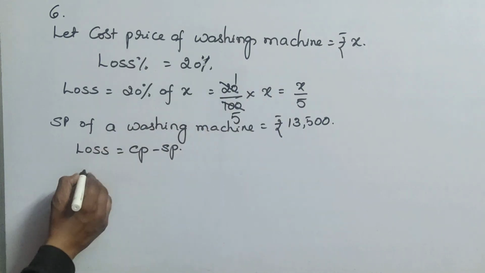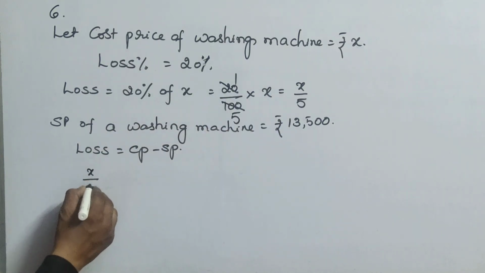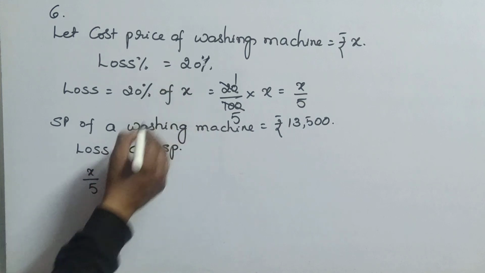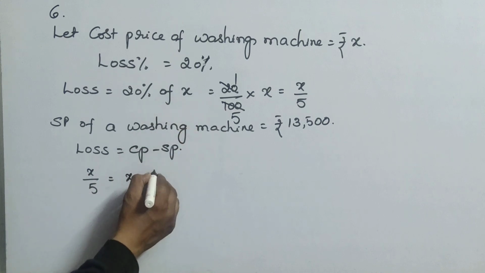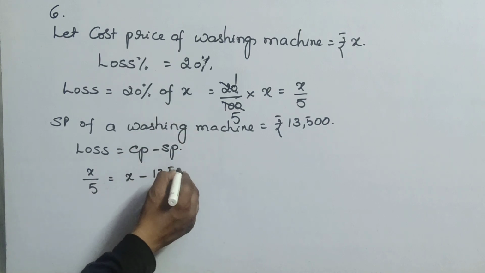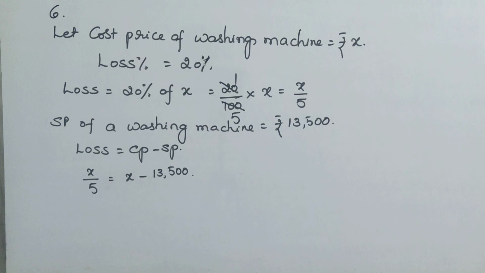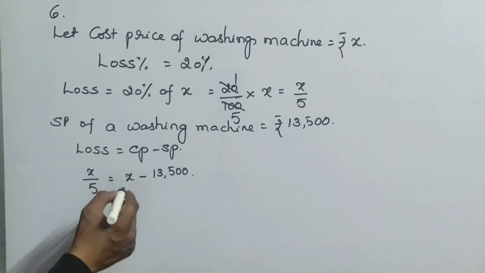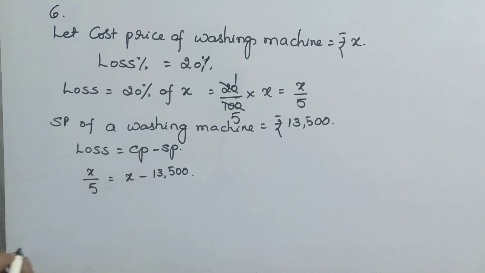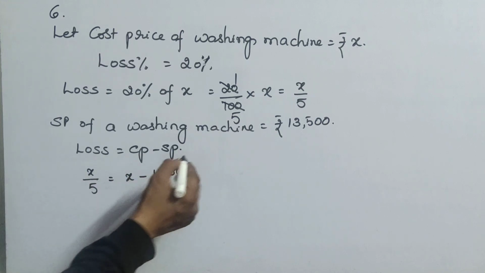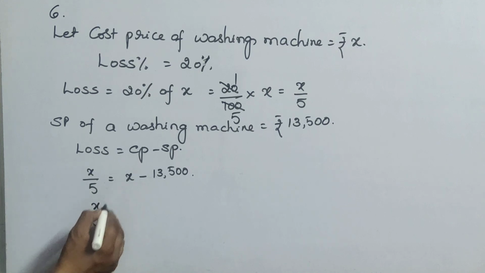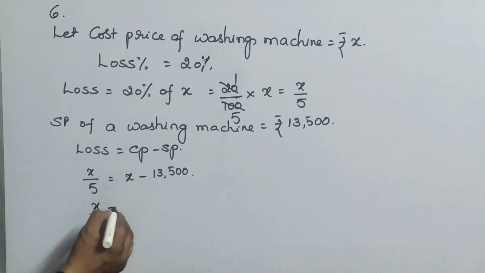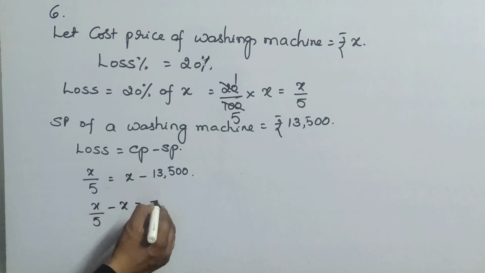So what is the loss now? X by 5. What is CP? Cost price, that is X, minus SP, which is 13,500. Now we have to find what? The cost price, that means we have to find the value of X. Send all the X to the left-hand side. X by 5, this plus X will come as minus X, equals minus 13,500.